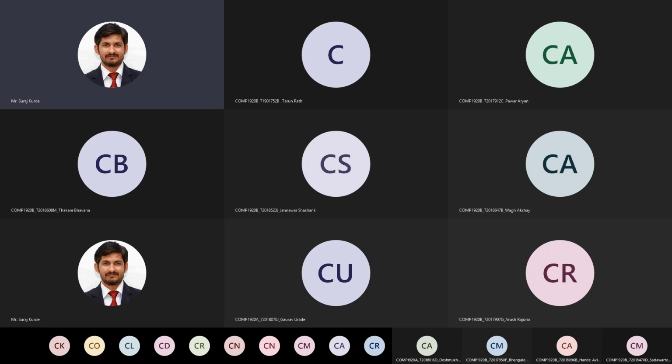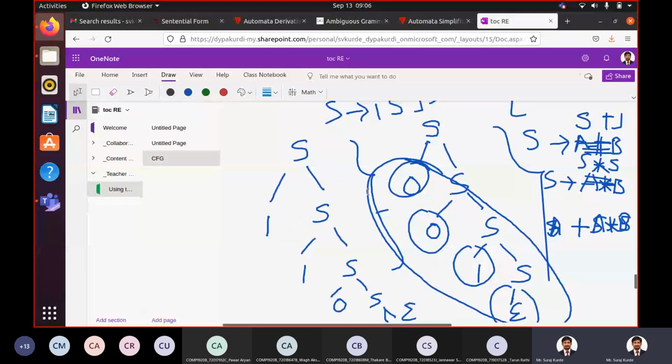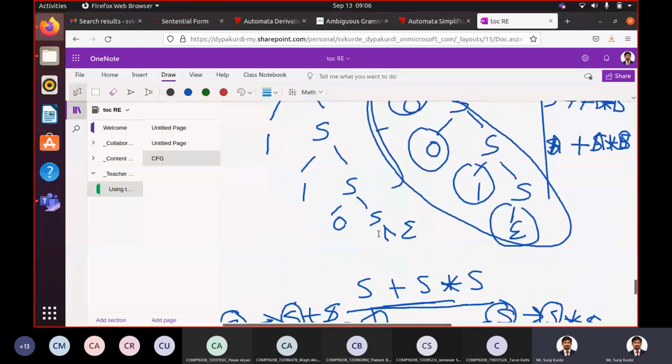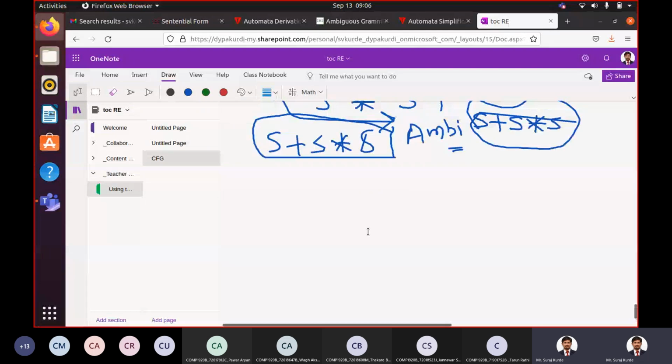So in the previous lecture, we have seen some examples. These are the examples. We have constructed the grammar. We have seen this example of derivation tree, how to derive any string from the given grammar, and what is the ambiguous grammar.